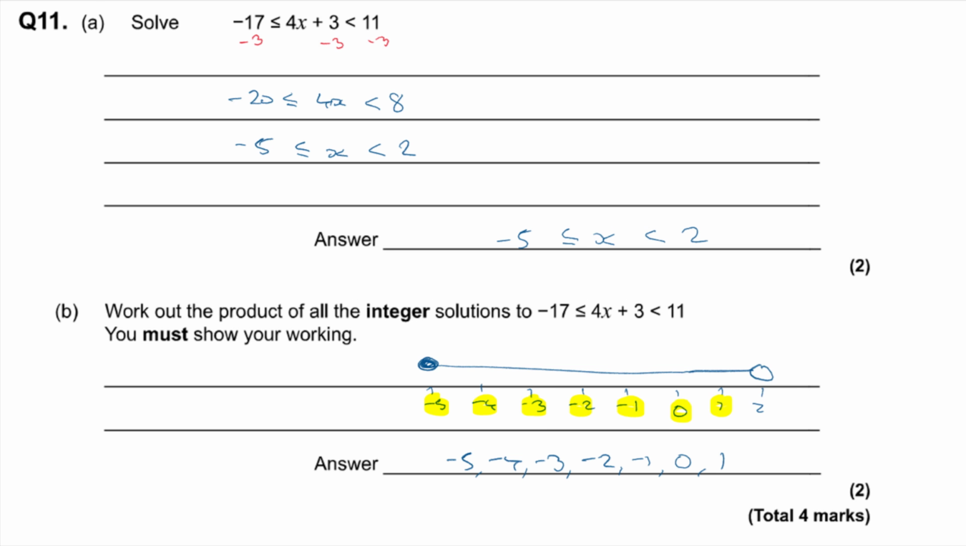Oh, now I just reread the question and it says work out the product of all the integer solutions. The product is multiplying them all together, isn't it? So if I multiply all these together, minus 5 times minus 4 times minus 3 times minus 2 times minus 1 times 0 times 1, that's going to give me 0, isn't it? Because anything that's got a 0 in it is going to give you 0. So I don't have to worry about the rest of it. It's going to be 0.